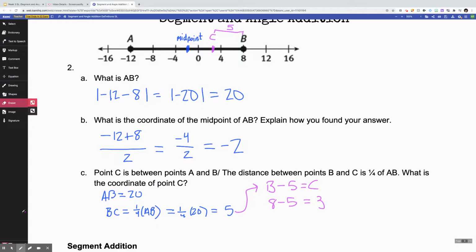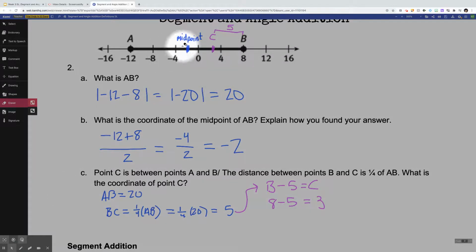Okay? So for midpoint, you have to average the two endpoints. So that's -12 plus 8 divided by 2. -12 plus 8 is -4. -4 divided by 2 is -2. So the midpoint, I put it actually up here on the diagram for you so that you can see it. Here it is, halfway between points A and B.